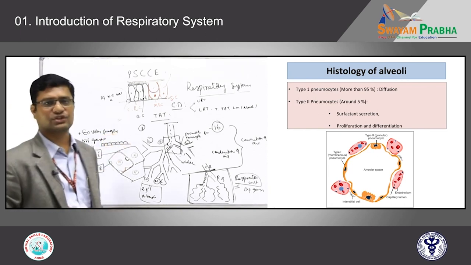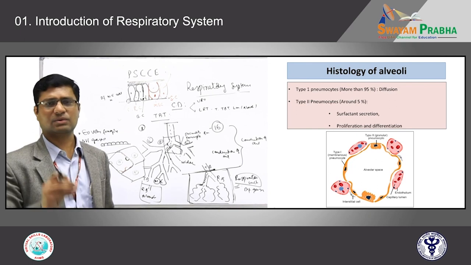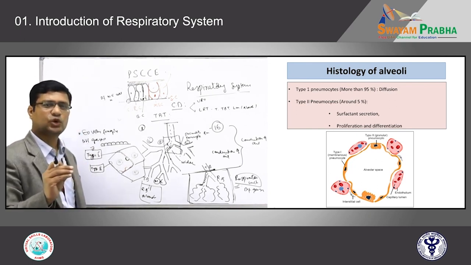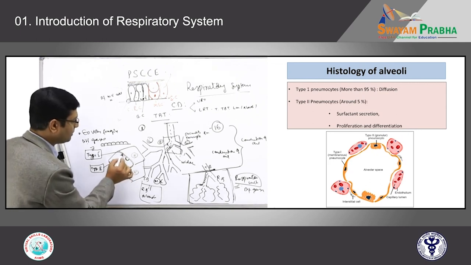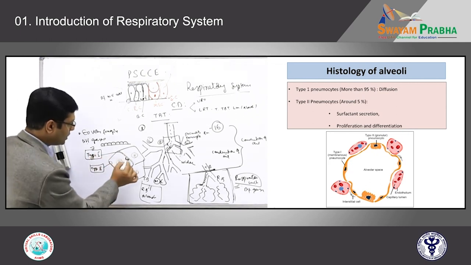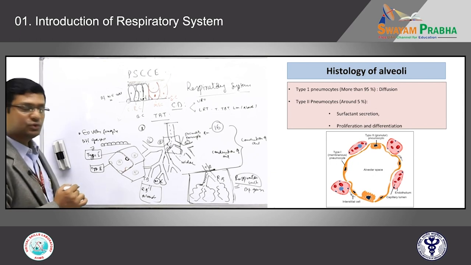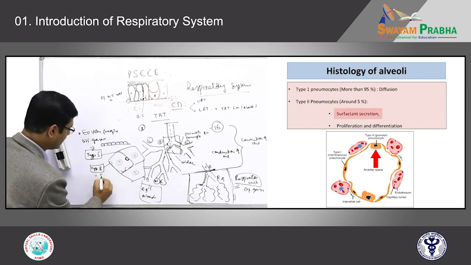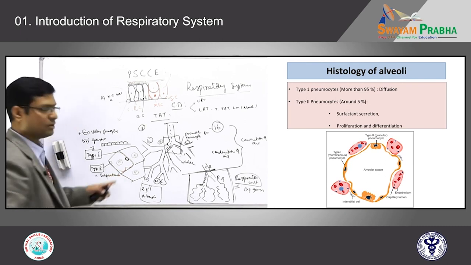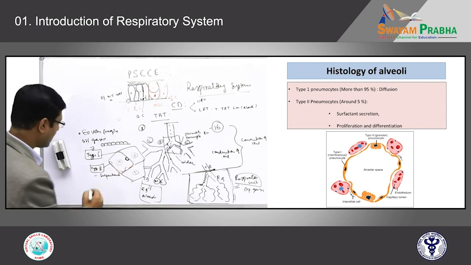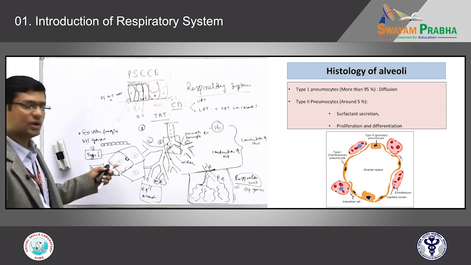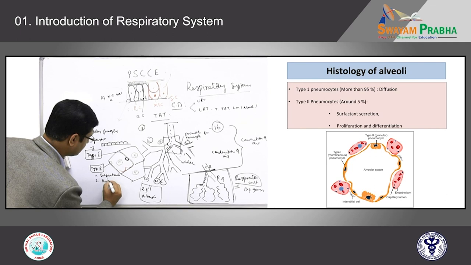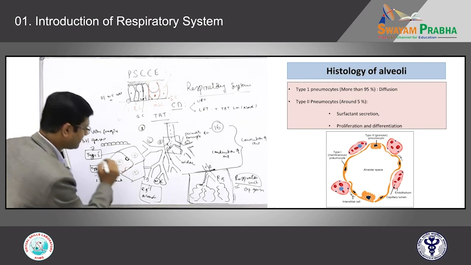Any kind of infection, any kind of irritation, whatever kind of injury, the first cell to be damaged in the respiratory tract at the level of alveoli is the type 1 epithelial cell. Then what is the function of type 2 cells? Type 2 cells' main function is to secrete surfactant. One, surfactant secretion. And number two, what you should remember, these cells are pretty resistant when compared to type 1 cells. They will not die so easily.